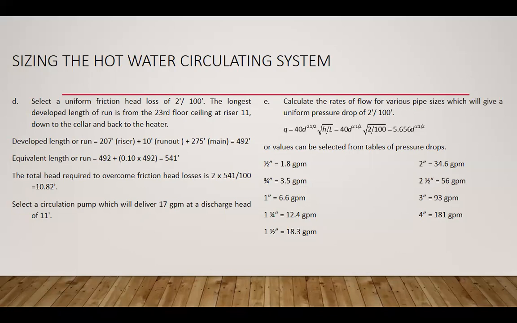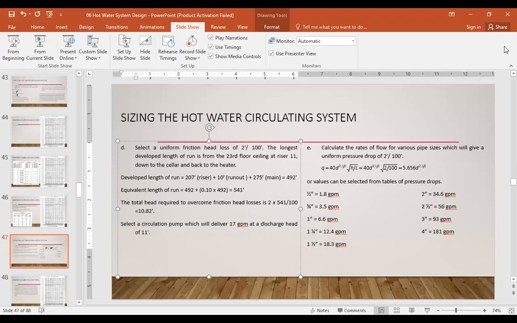The developed length is 200 feet riser plus 10 feet run out plus 475 feet main, which is equal to 492 feet. So the equivalent length of run is 492 plus 0.1 times 492, which is equal to 541 feet. The 0.1 is the 10% allowance. Now, the total head required to overcome friction head losses is 2 times 541 over 100, or 10.82 feet.